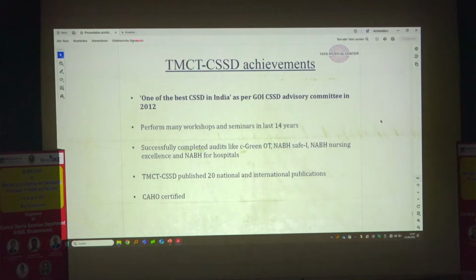The achievements of TMC CSSD: it is one of the best CSSDs in India as per the Government of India CSSD Advisory Committee in 2012. We performed many workshops in the last 14 years, and successfully completed C3 audit, NABH CFI, NABH Nursing Excellence, and NABH Hospital. TMC CSSD has already published 20 national and international publications, and it also has a CAHO certificate.